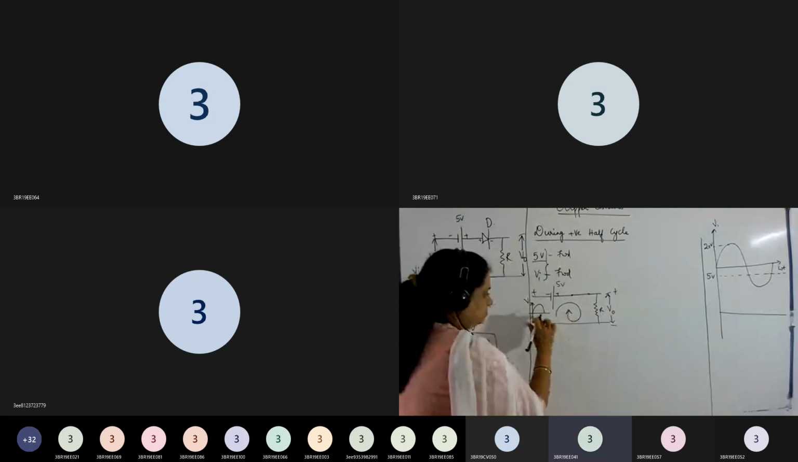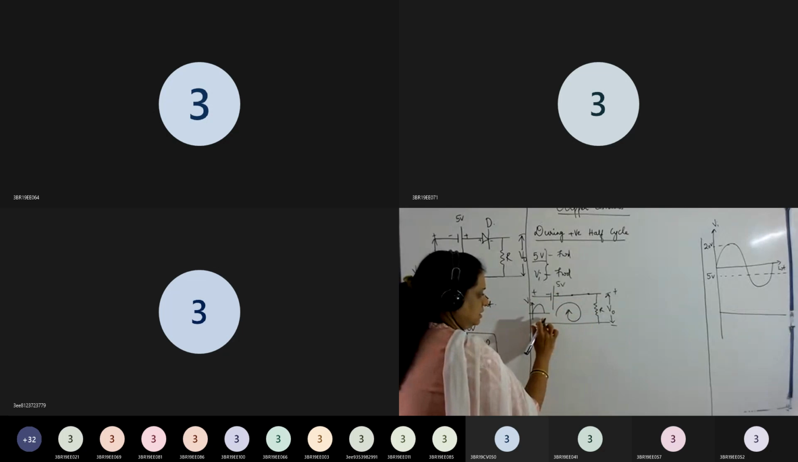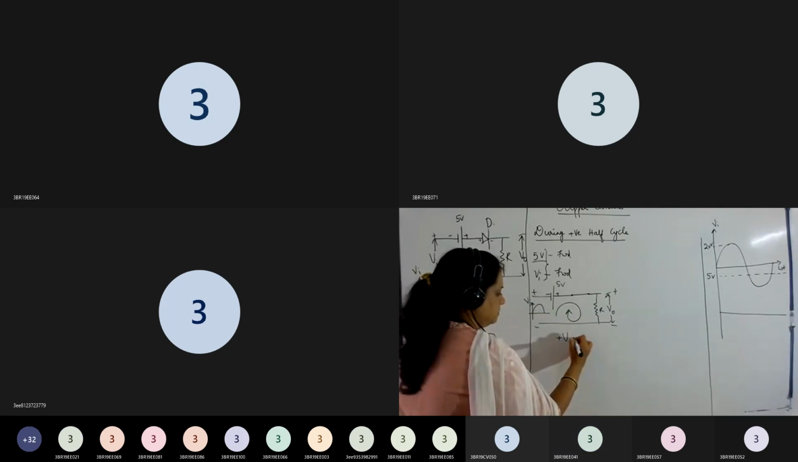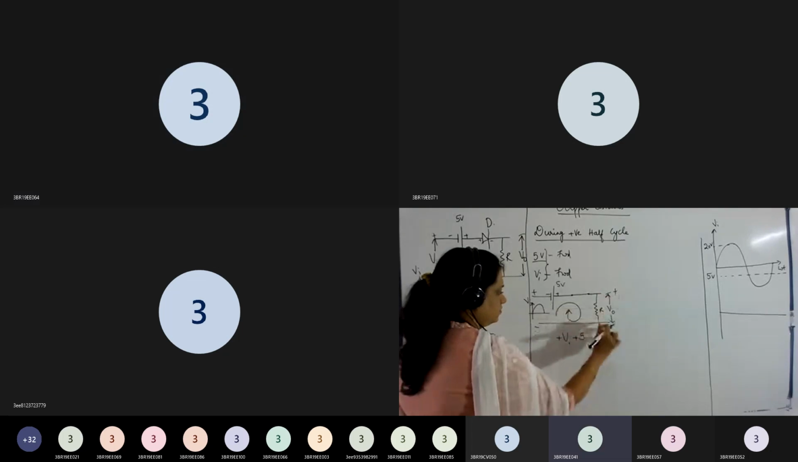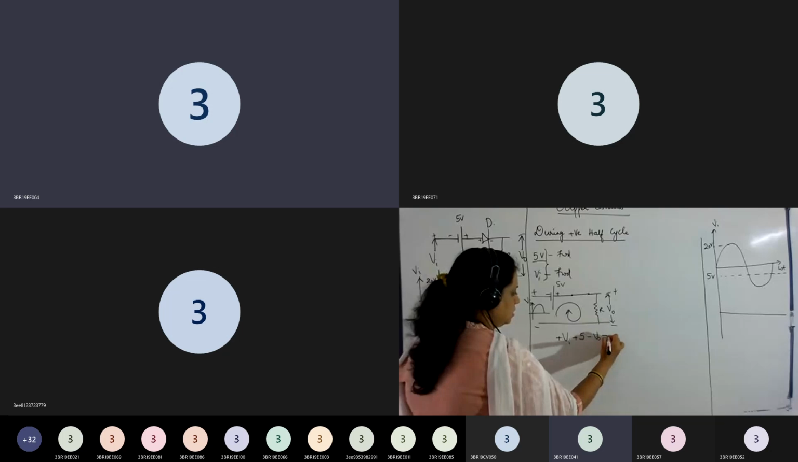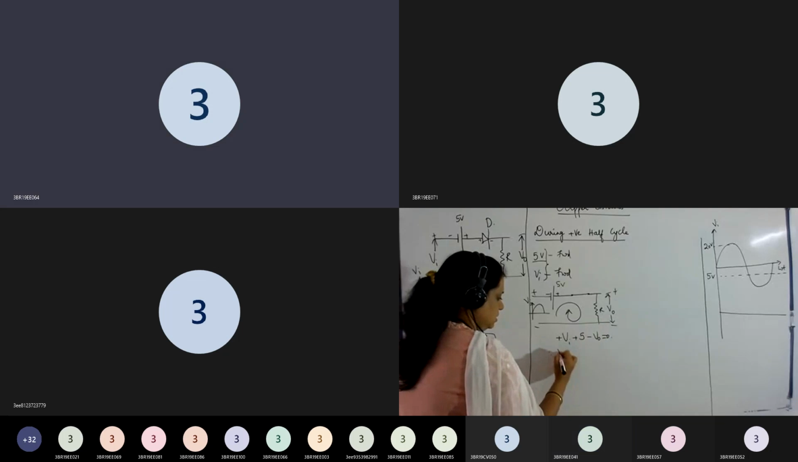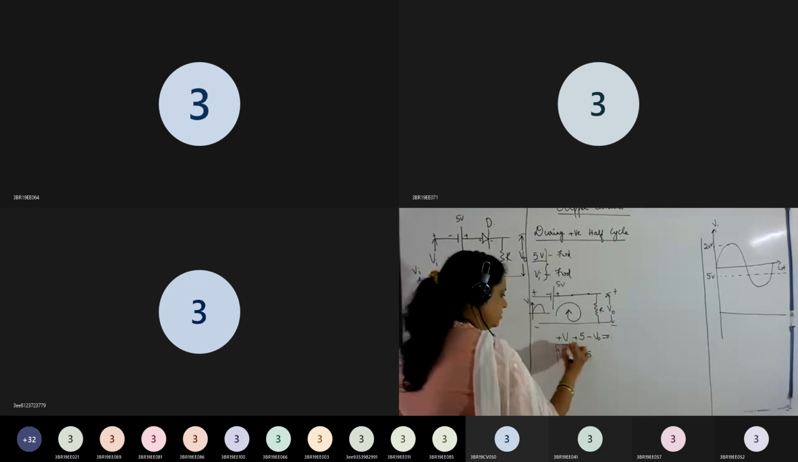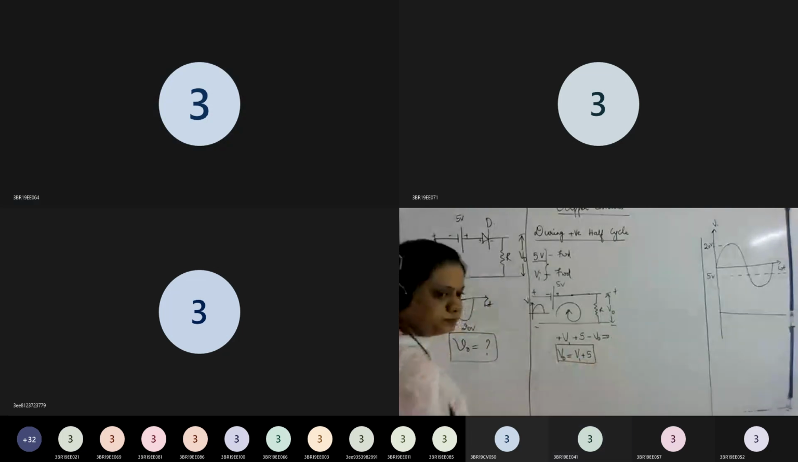Minus 5 volt. Get me the equation. Let us start from this source. Moving from negative to positive, that will be plus VI. Plus VI, plus 5 volt, minus V0 equal to 0. Therefore, what is V0? V0 equals VI plus 5.